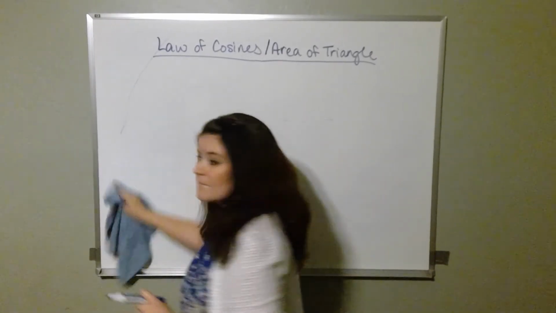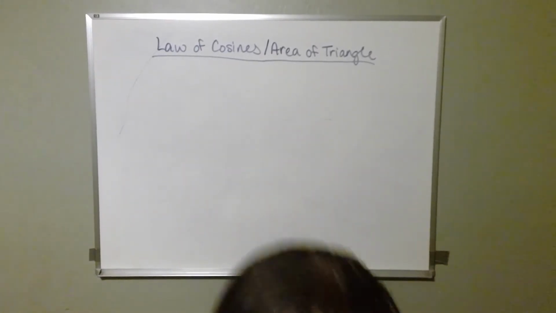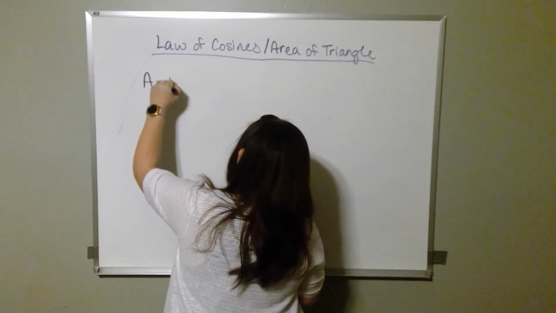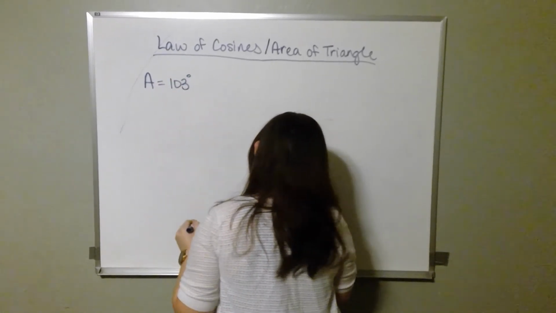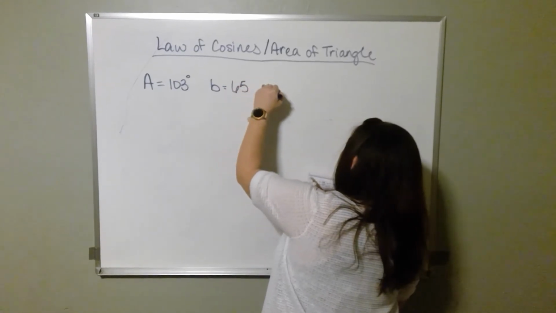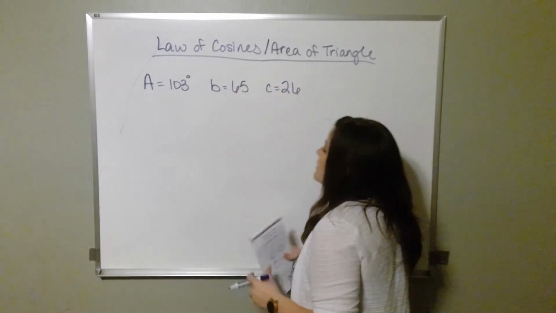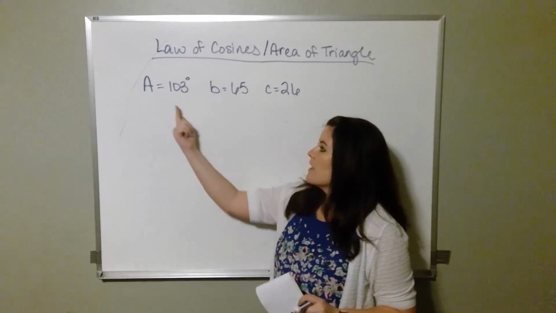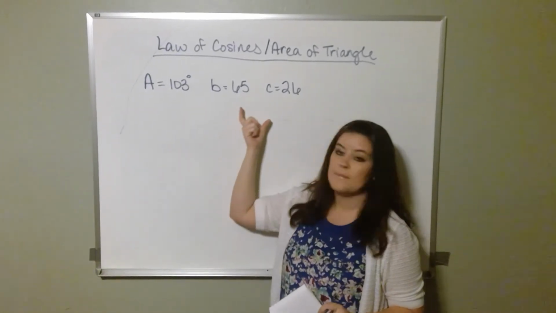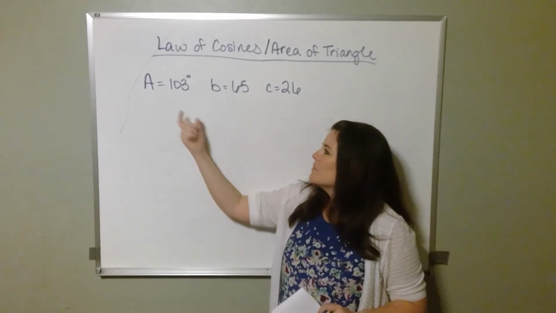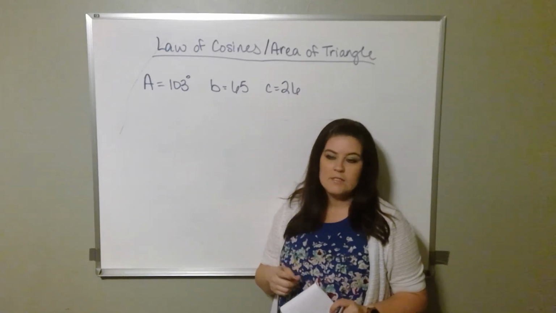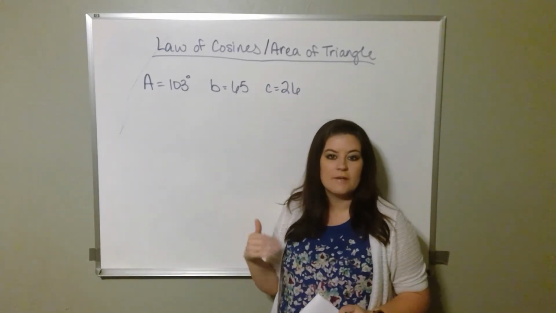Okay, example 1. I am given the following. Angle A is 103 degrees, side b is 65, and side c is 26. So you'll notice I don't have an angle-side pair that I could use the law of sines with, and I don't have pairs for B and C. And also, there's no way for me to find the other two angles because I only am given one. So there's no way I can start this out with the law of sines.